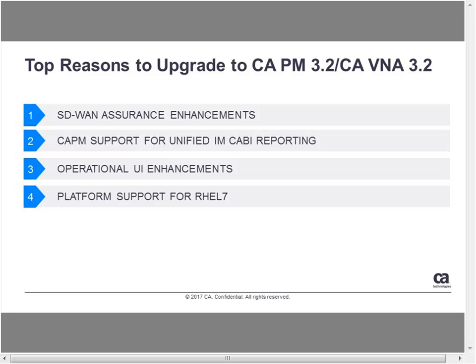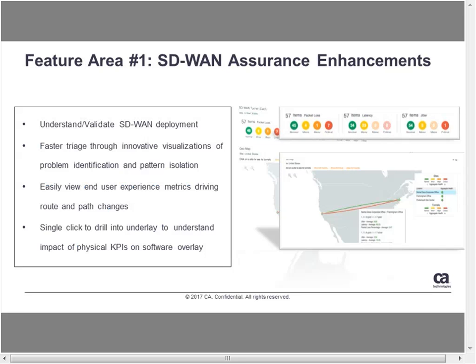And then we're going to finish up talking about our support for Red Hat version 7, which we're introducing in our 3.2 release as well. So without further ado, we're going to jump right in and talk about what we've done for SD-WAN assurance enhancements.